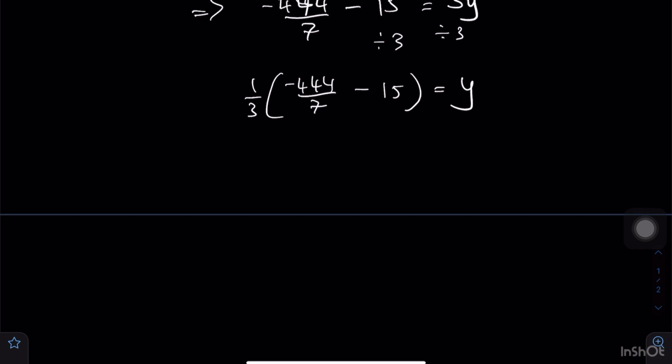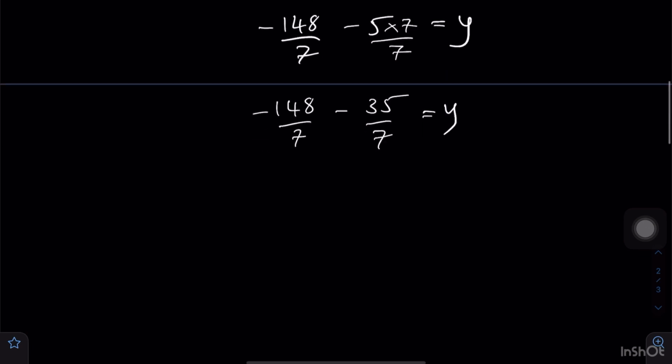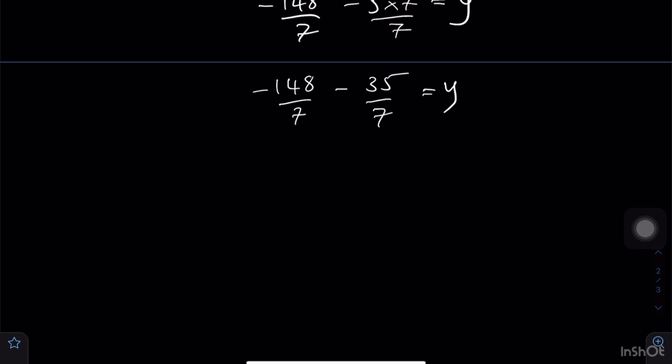A third of minus 444 is minus 148 over 7. A third of 15 is just 5, so minus 5. And that is equal to y. We can further simplify this by combining these two into one. So we need to convert 5 into a fraction. To do this, we need to have the same denominator, so we times top and bottom by 7. Then this brings us minus 148 over 7 minus 35 over 7 is equal to y. And now we just do the subtraction. So this becomes minus 183 over 7 is equal to y.